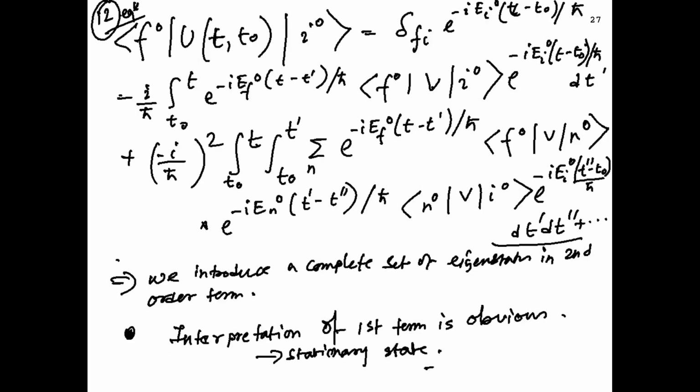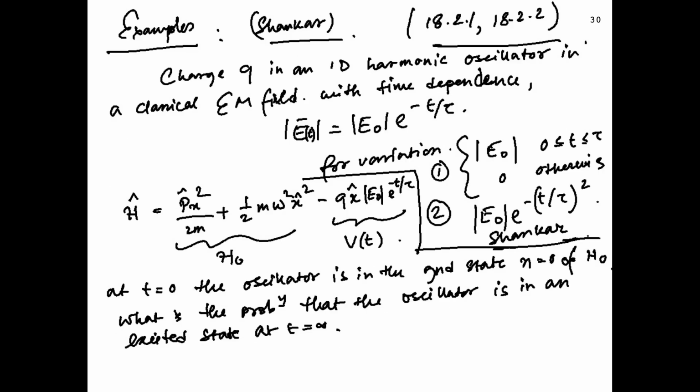Also, because of the presence of an epsilon in the front, which comes from this V, the probability amplitude reduces as you go to higher order. So that is also why it is justified to keep only a few terms for a given physical problem.